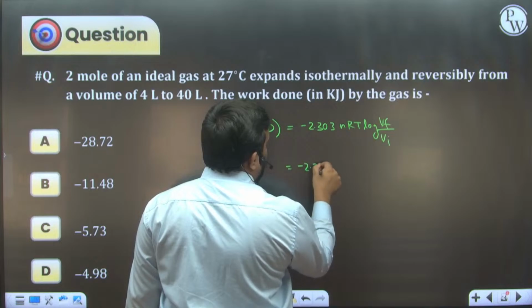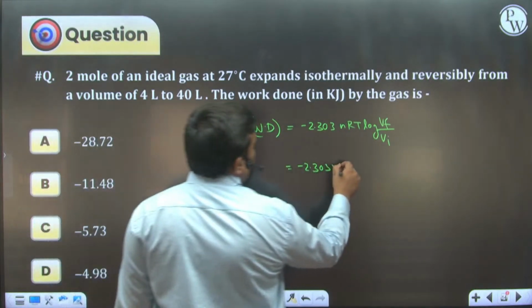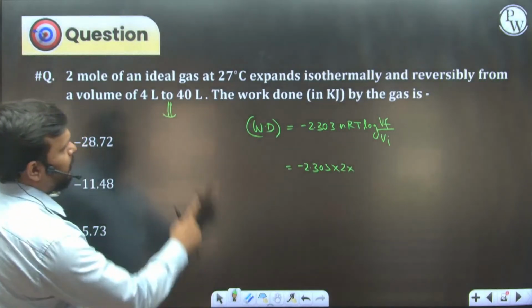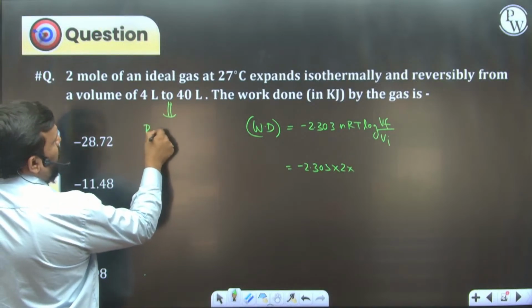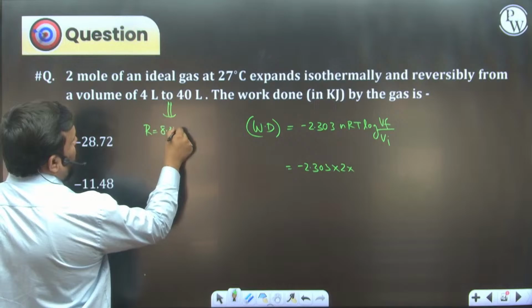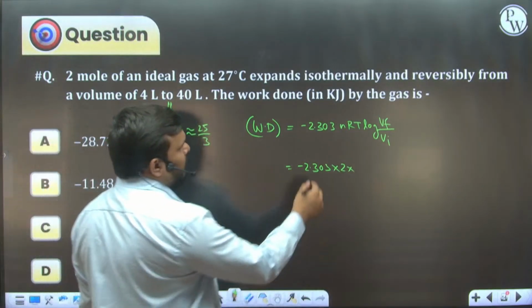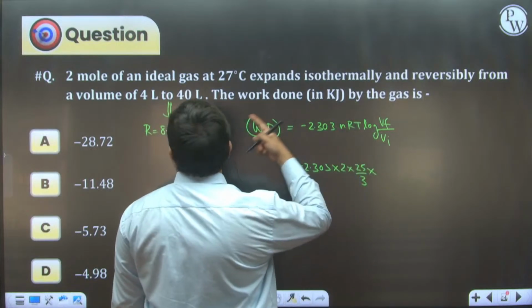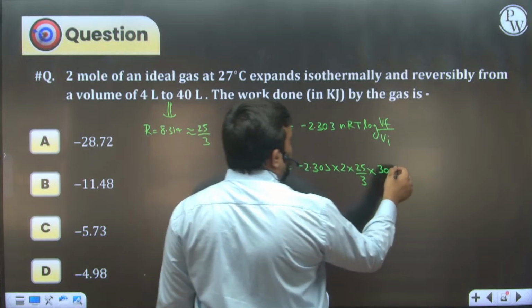Minus 2.303. Number of moles they have given 2 moles. And over here also you should remember that if you are asking the work done in joules, the R value you have to take is 8.314, approximately 25 by 3. So the R value is 25 by 3. I am taking it approximately. Temperature 27 degrees Celsius, we have to take in Kelvin, 300 Kelvin.